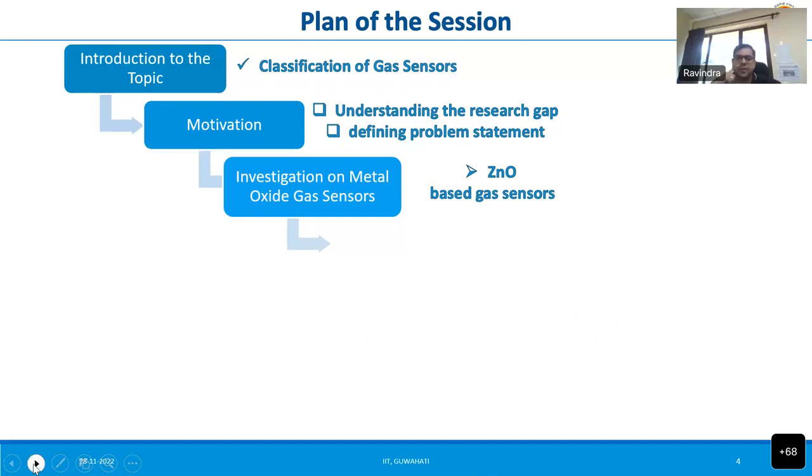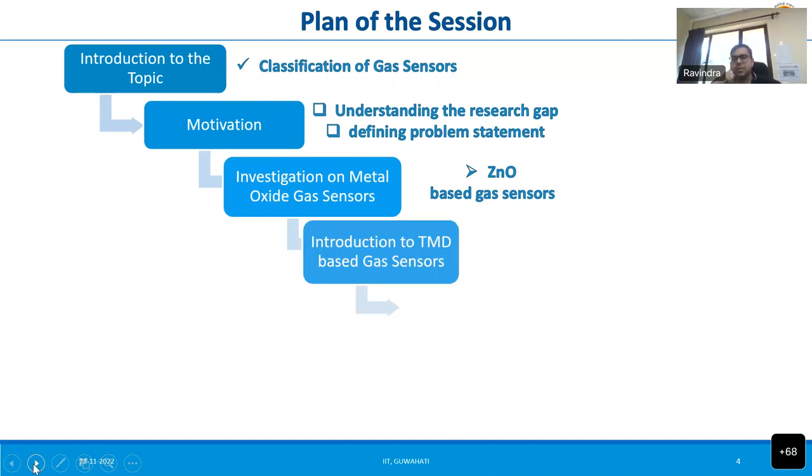Although we have been working on various metal oxides, several metal oxides we have explored, but I have just taken one example because time is limited. Then we'll see some transition metal dichalcogenides. So I have intentionally taken two examples of WS2 and MoS2. And those films have been made by different means.